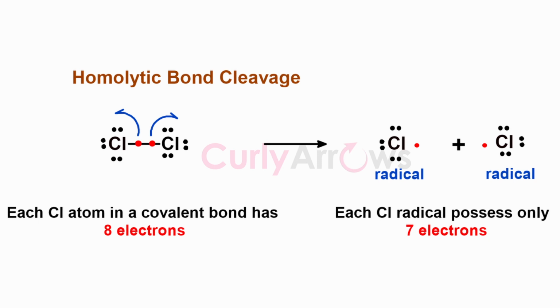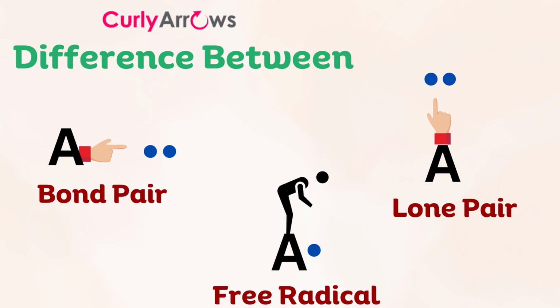In one sentence, when an atom's valence electrons participate in bond formation, bond pairs are formed. When they do not participate in bonding, lone pairs are created. And when the covalent bond holding the bond pair breaks equally, it leads to the formation of free radicals.